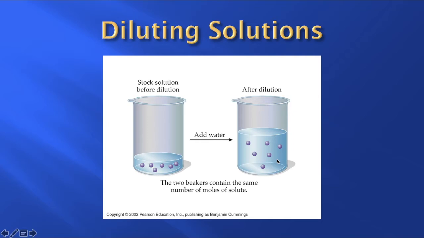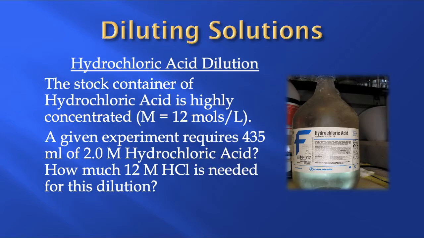Now, there's a way to calculate this. So going back to this problem here. Let's say I have an experiment that requires 435 milliliters of a 2.0 molarity hydrochloric acid. So that's what I want. I need this much, and that's the concentration I need. Now, the bottle is 12 molarity. So how much of that 12 molarity do I put into the beaker before I add water and water it down? That's the question. How much do I need?